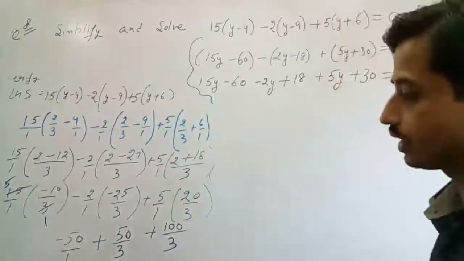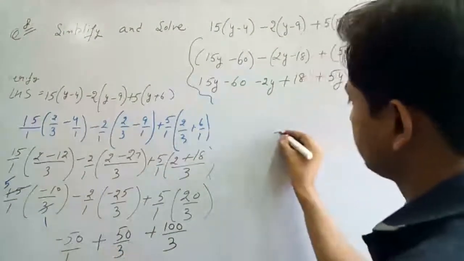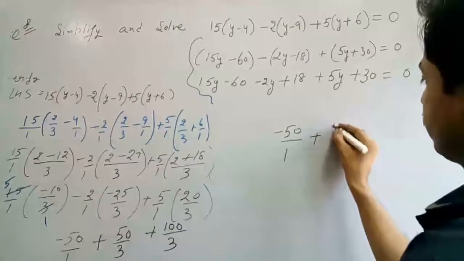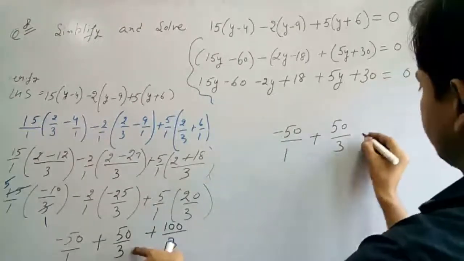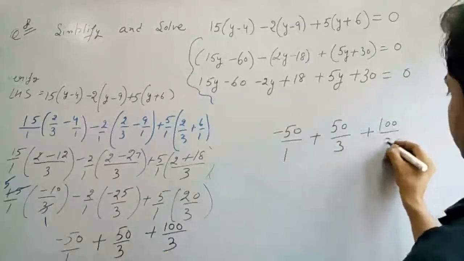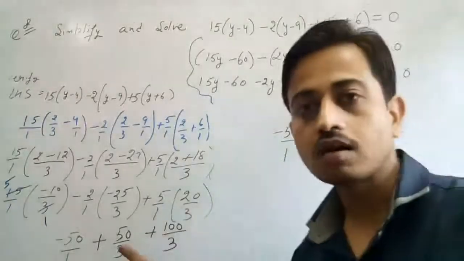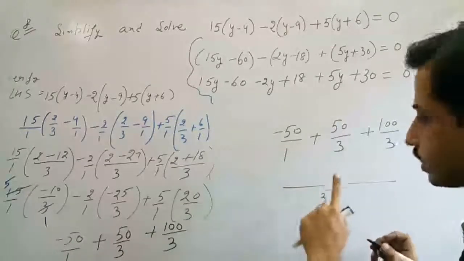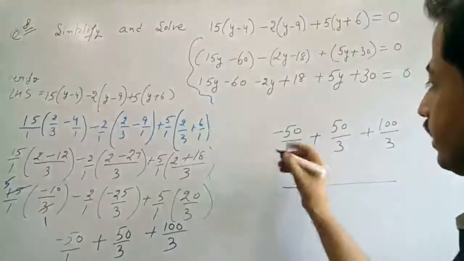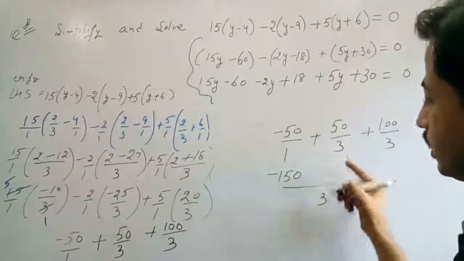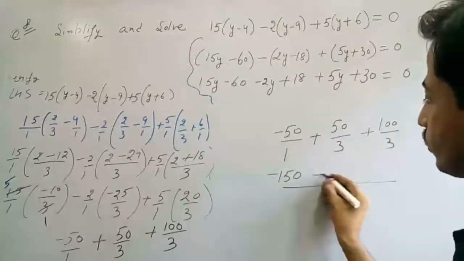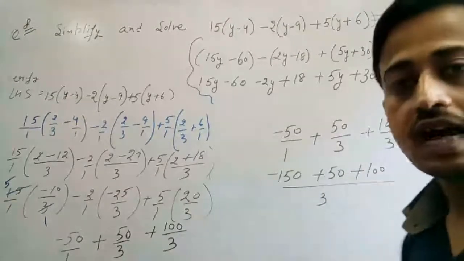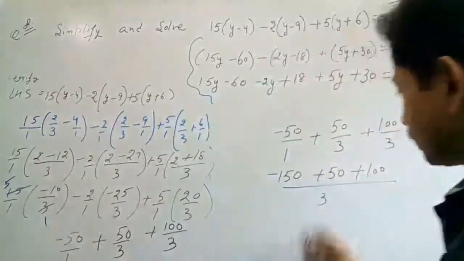Now I am solving here. What we will get here? Minus 50 divided by 1 plus 50 divided by 3 plus 100 divided by 3. What's the LCM of 1, 1, 3, 3? It is 3. 3 ones are 3. 3 into 50, if we multiply it, we get minus 150. 3 ones are 3. 1 into 50, we get 50. Same here, we get 100. I am doing this simply as an LCM. So solve this.